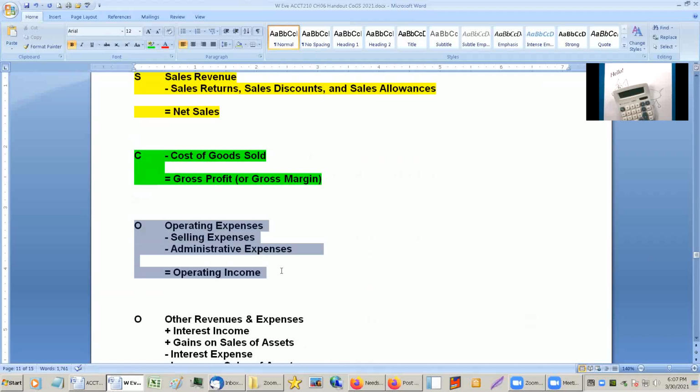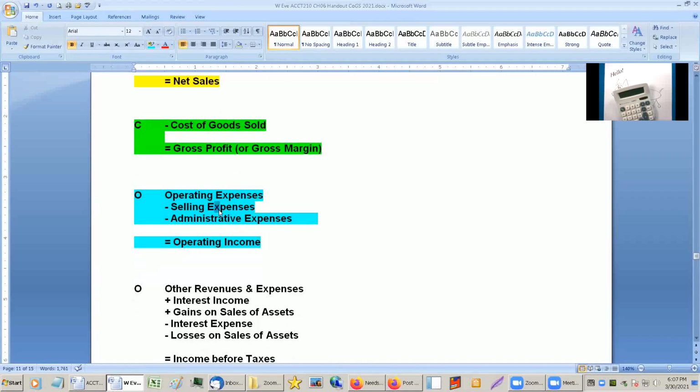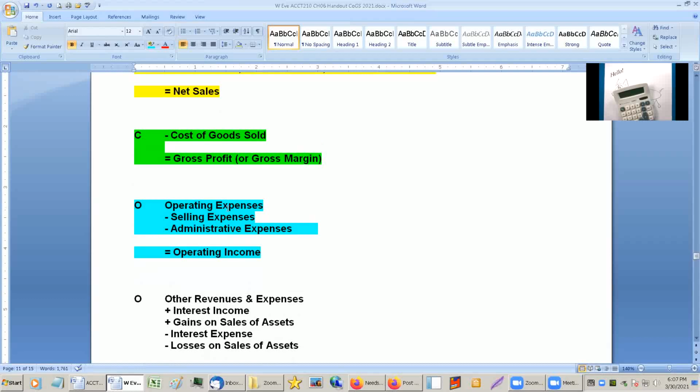and the operating expenses, and these are something kind of new. They're basically the selling expenses and administrative expenses. These operating expenses are usually the really big numbers. These are the big expenses usually.